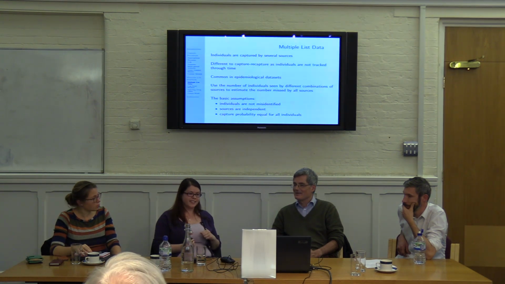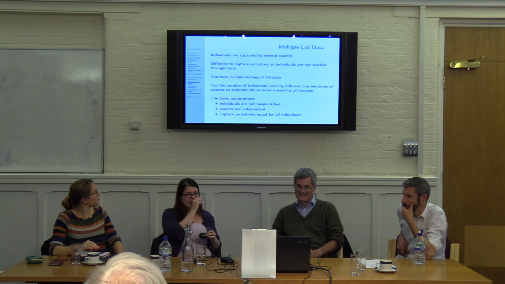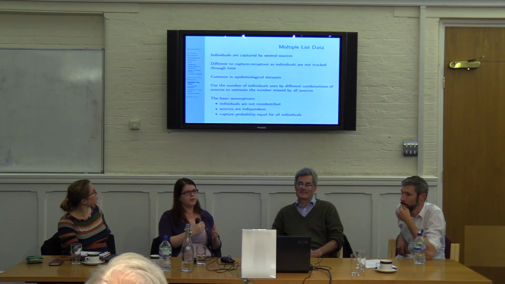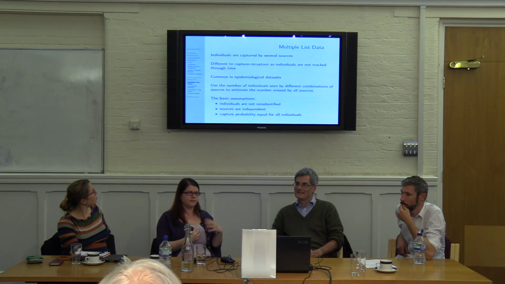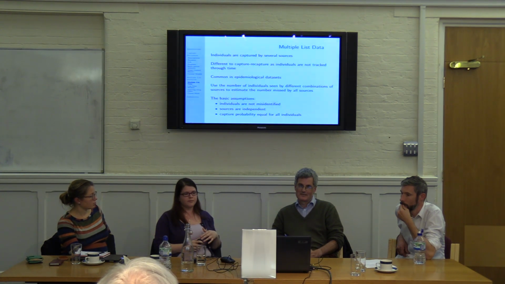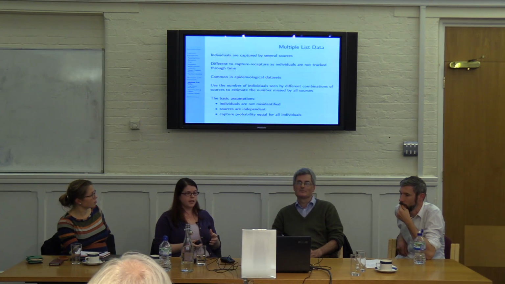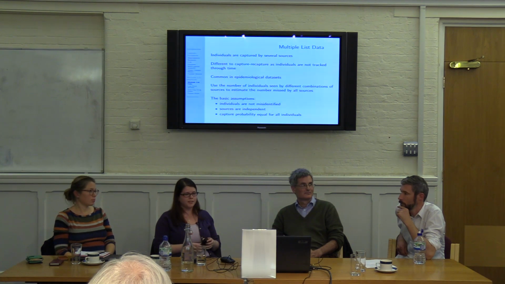So the other kind of data we're going to take a look at, it is capture-recapture in the sense that we are seeing individuals multiple times, but this time we don't track them through time in the way that we do with the capture-recapture that I've just discussed. You're instead seeing them through several sources. So this is more common for the epidemiological type data. So humans, essentially, we see them in lots of different places. How can we combine that information?